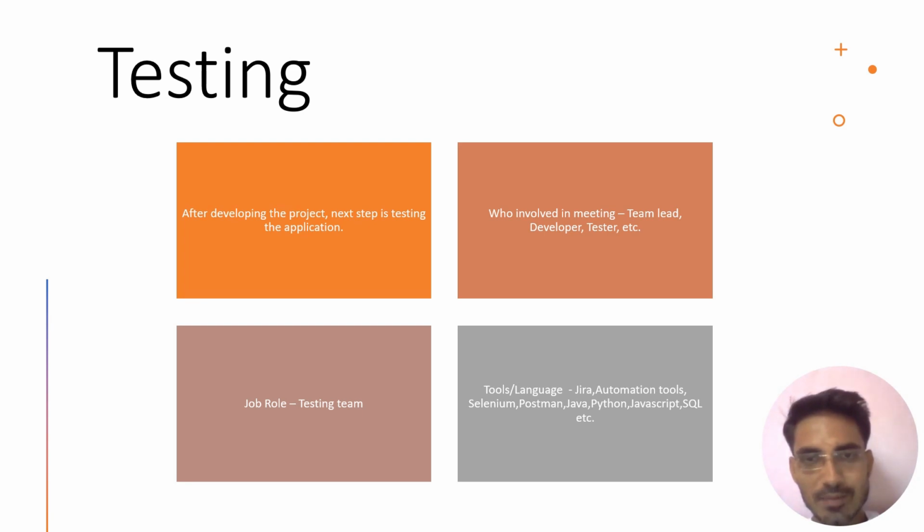About who is involved in this meeting: the team lead and tester will be there, and the developer will also be part of this meeting, because the developer built this project, so only the developer can share all the information about the project. Then about the job role, the testing team will do these types of jobs. About tools and languages in testing: tools like Jira, automation tools, Selenium, Postman, Java, Python, SQL. All these tools and languages we can use in testing. So once testing is complete, the next part is maintenance and support.